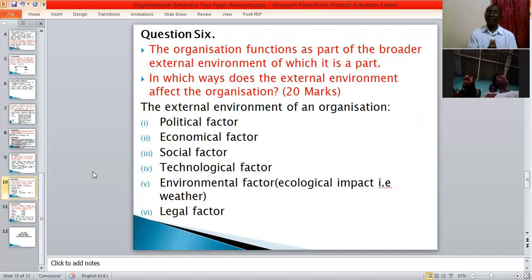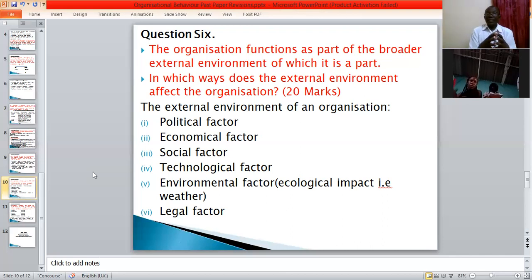If you remember on Sunday, we discussed so much about environmental scanning. And we talked about those tools that we use to scan an environment. You remember the PESTLE? So that is how an organization is influenced by the external environment: political factors, economic factors, social factors, technological factors, environmental factors, and the legal factors. These are in the external environment of an organization.